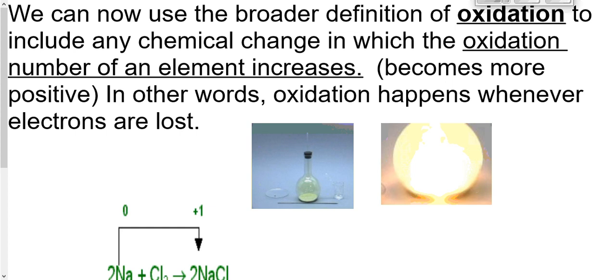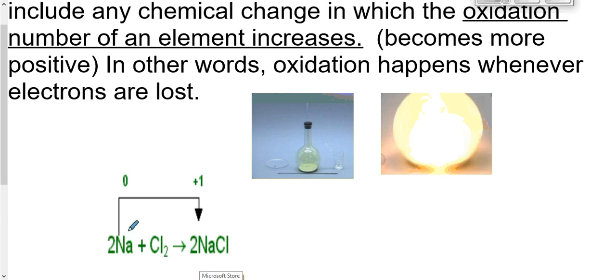Now that we know what oxidation numbers are, we can actually have the more broad definition of oxidation and reduction. When we look at a chemical equation and we see that the oxidation number as the reaction proceeds appears to go up. For example, in this equation, before the reaction, we can see sodium by itself as an element has an oxidation number of 0. And after it reacts in a compound, it has an oxidation number of +1. Its oxidation number appears to have increased.